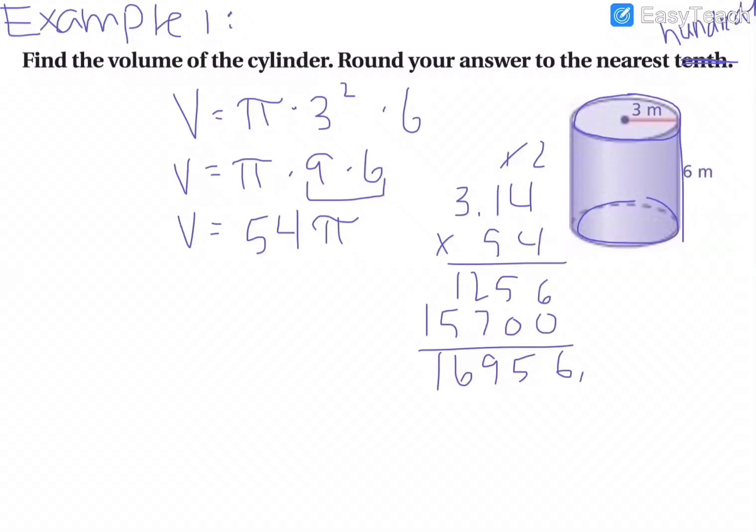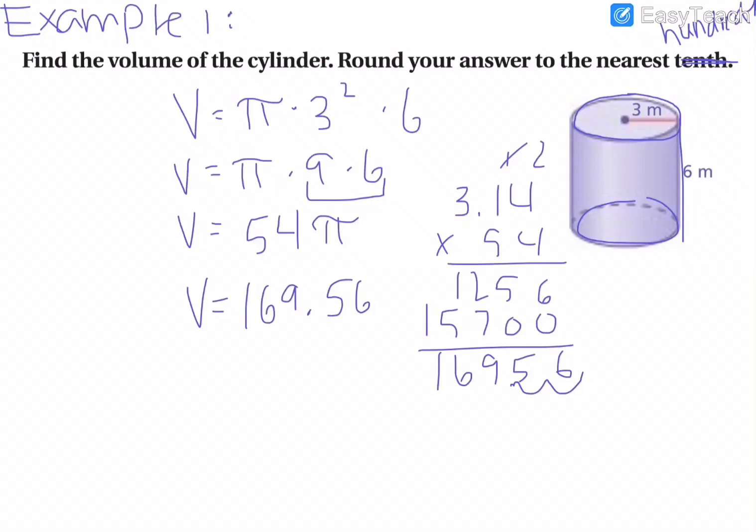And then move the decimal point back twice. And here's exactly what I was saying earlier, because it's already rounded for us to the hundredths place because we did 3.14, we're going to leave it.